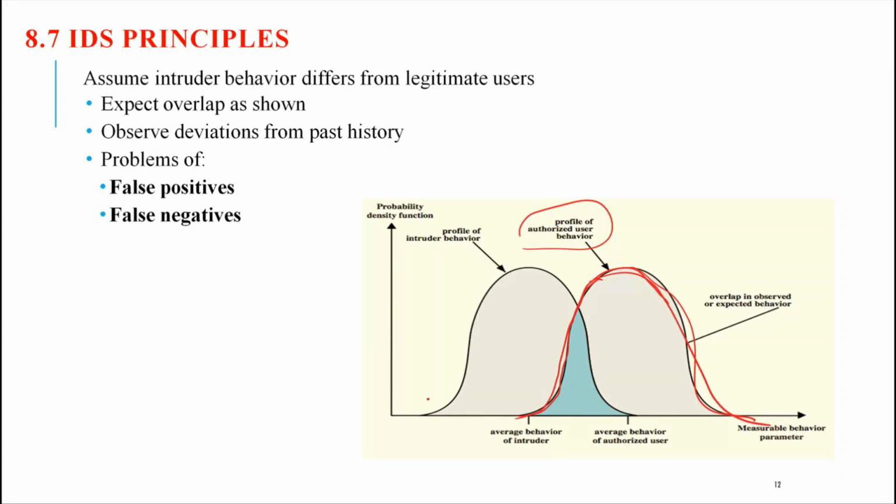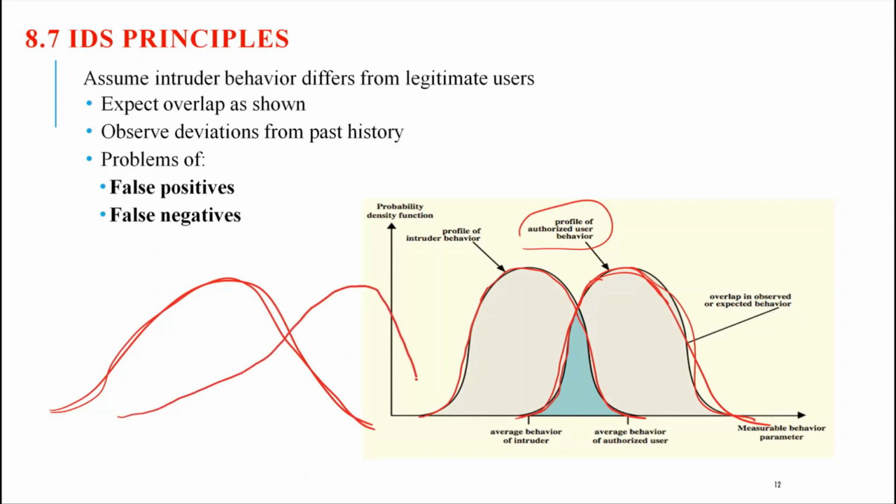Suppose a user is going to behave in a different way. It is not going to match. You can see it is not matching. So this is the expected behavior of a user. If the user is behaving in the same way, I am going to say he is an authorized person. He is not an intruder. Suppose he is not behaving in that way, he is doing something different, then I am going to say this person is an intruder. This is the concept.